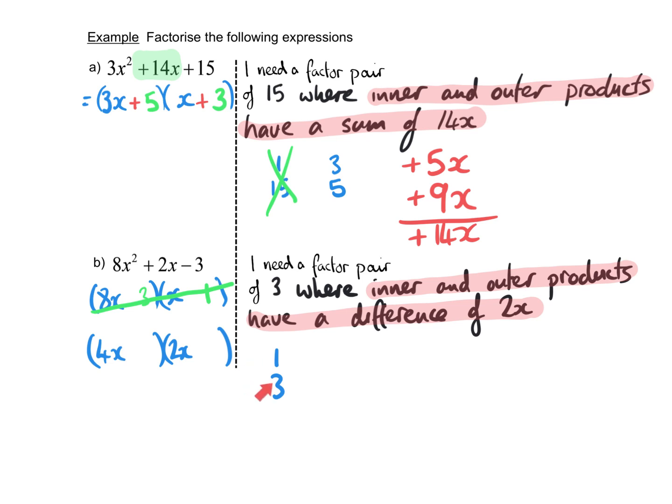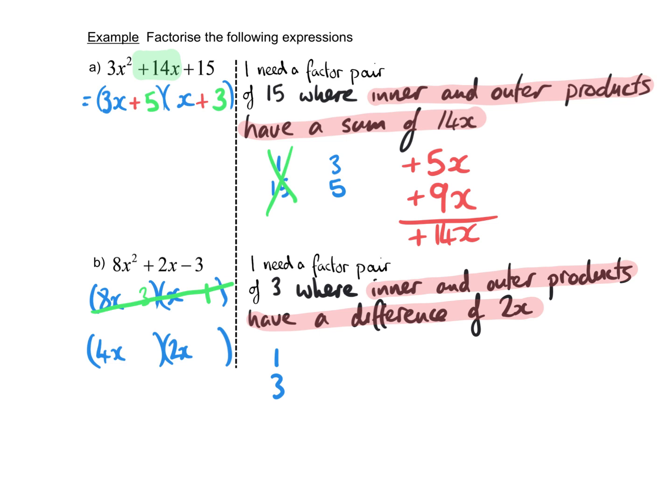So now I'm going to try the 1 and 3 in place. Let's start by putting the 1 in here and the 3 in here. And again, we're going to test it against this sentence. So inner product is 2x, outer product is 12x, but that's not two numbers that have a difference of 2x there. Okay, so we're going to rub them out, and we'll try that the other way around. We'll try it with the 3 and the 1 this time.